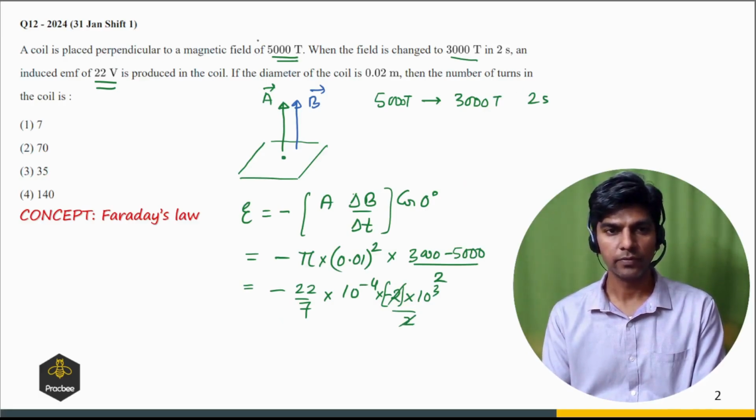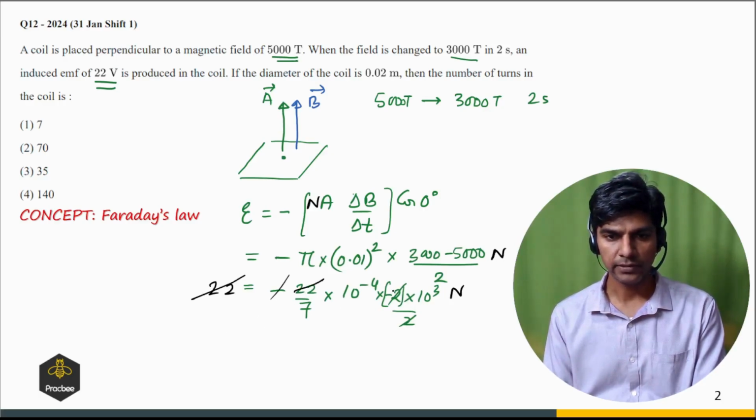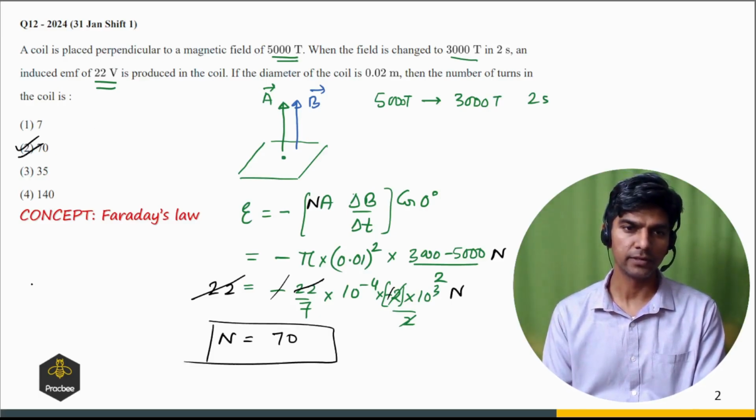Okay, right? So there are number of turns also, so there has to be n also, right? And E is given as 22. So this 22 will get cancelled out, and this negative will cancel out this negative, so we get n as 70. Okay, so 70 is the number of turns. So option 2 is the right answer.